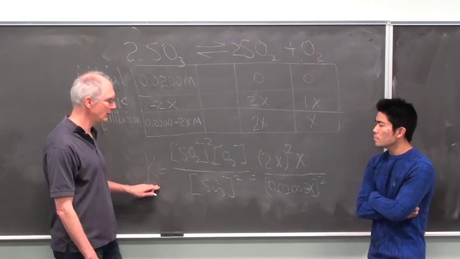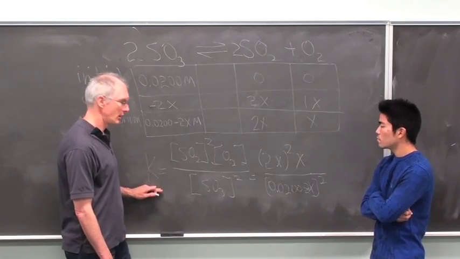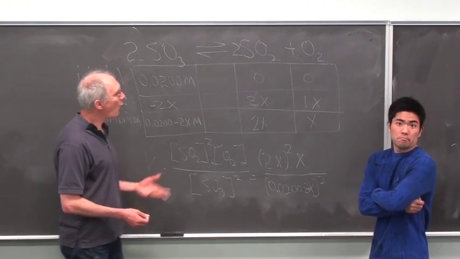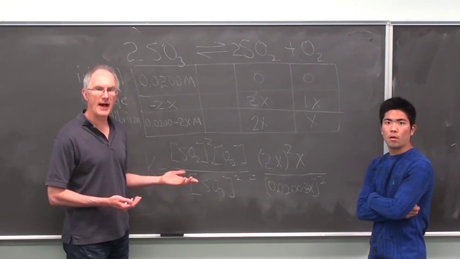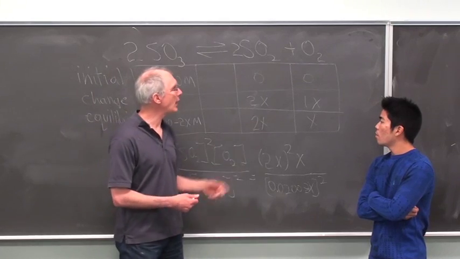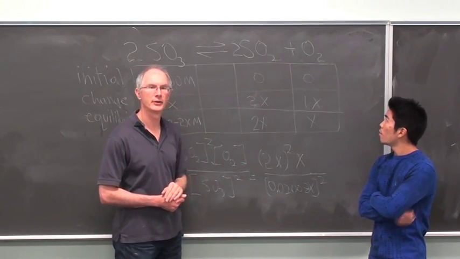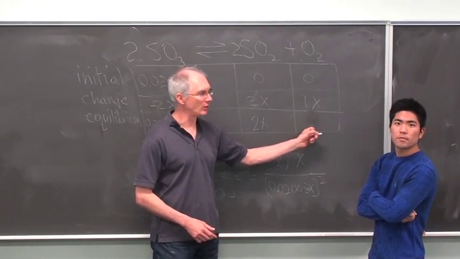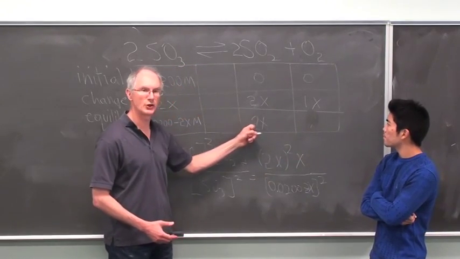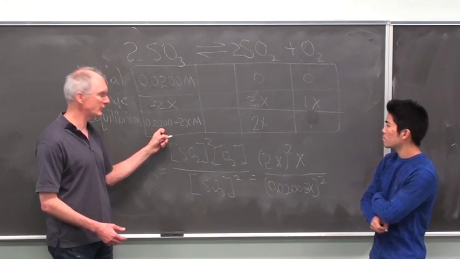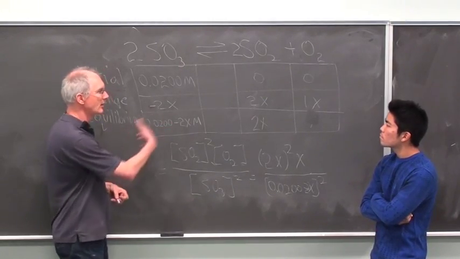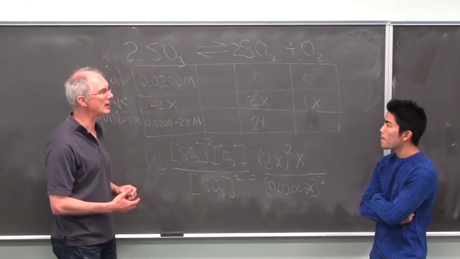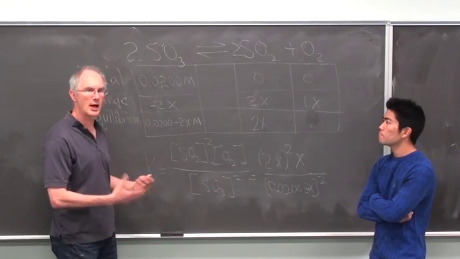If I know K, this becomes one equation with one unknown, and you solve for x. Or I could be given a final concentration. Maybe they tell me the final concentration of oxygen. Then you could erase this and put a number in: x equals that concentration. Then I know what 2x is, and I know what 0.0200 minus 2x is, and I could plug those into this equation and calculate K. So you can use it in a lot of different ways.